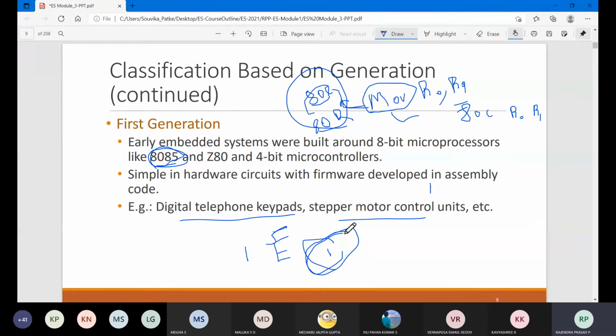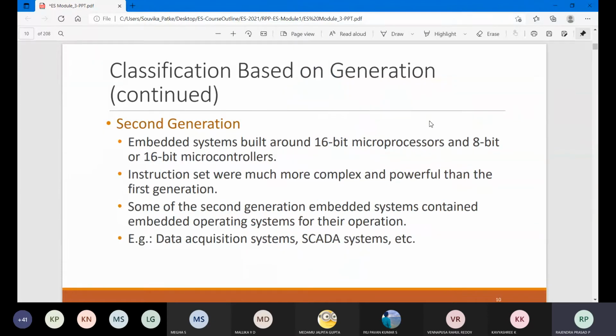However many members there were, everyone had to use only one. But now it is different. For everyone there is a unique device. That is what I was highlighting: for every person, you now have a separate device. This is with respect to the first generation. Second generation, they introduced 16-bit, much more complex, example data acquisition, SCADA systems, etc.